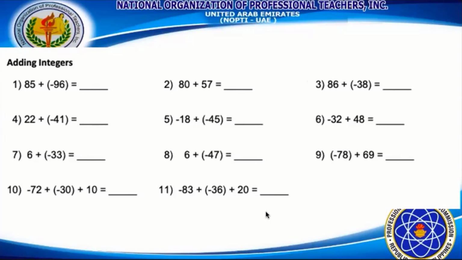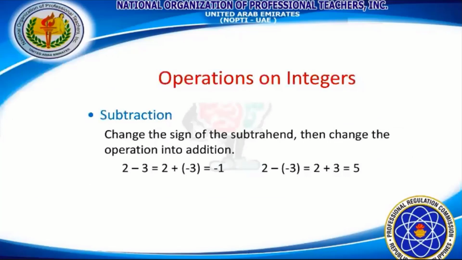Number 7, mas malaki ang negative. So, it's negative 27. Number 8, negative 41. Number 9, negative 9. Number 10, obviously, mas malaki ang negative. So, negative 92. And then, number 11, negative 99. Okay. So, I assume 11 over 11 ang nakuha nyo. Correct? Let's proceed. Dito, subtraction.